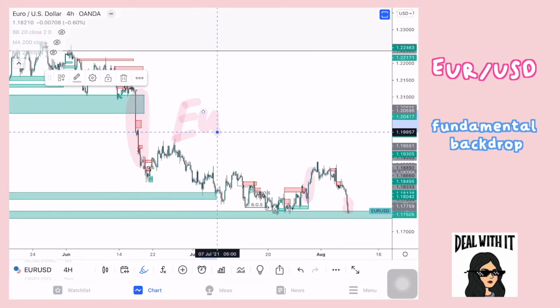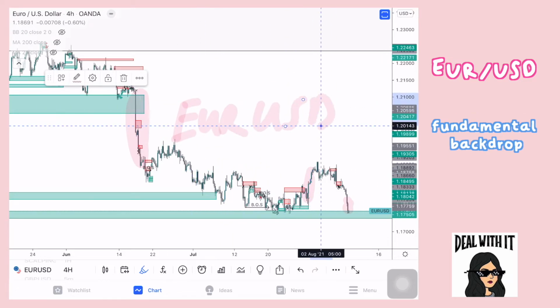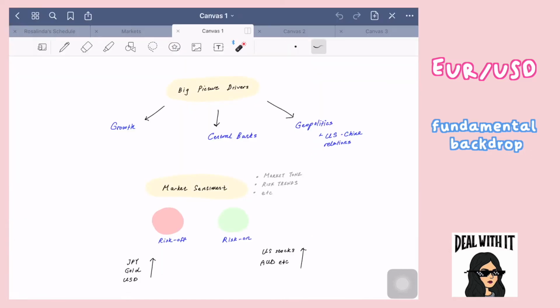Let me just write it down. EURUSD. Okay. So the very first step is to simplify all the news flow, all the different headlines and all that. And how I will do that is by really drilling things down to the main themes in the market.